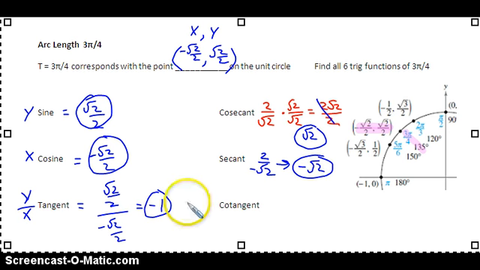And finally, for the cotangent, the reciprocal of negative 1 is negative 1 still. So then I would get negative 1 as my cotangent value.